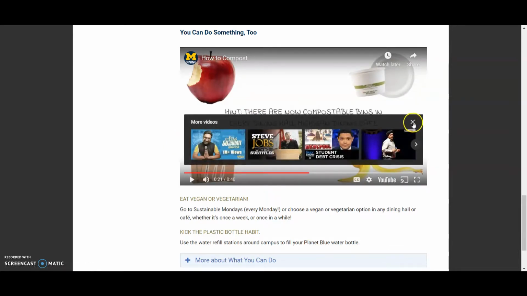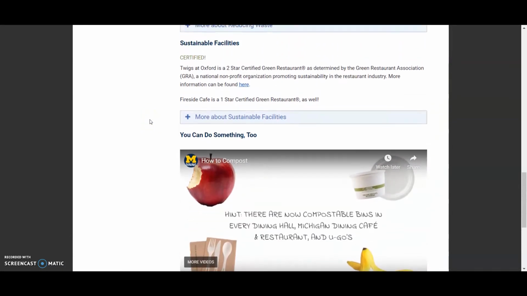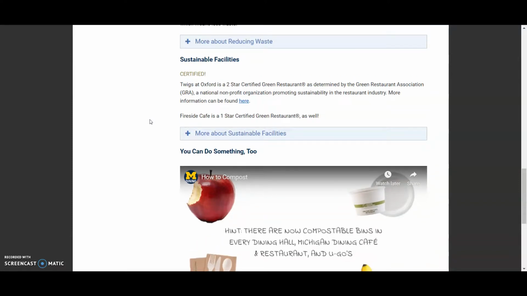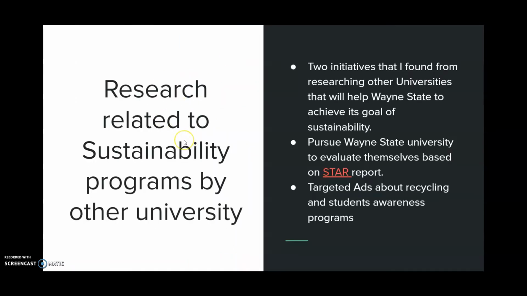So as you can see, this kind of advertisement helps the University of Michigan give knowledge to their students and helps them decompose their food. And as we can see, they're working in one area at a time to reach their final goal of a sustainable campus. If we talk about the second agenda Wayne State Office of Sustainability should adopt, it is targeted ads. As we saw in the advertisements spreading awareness, they use these targeted ads to make their students and faculty aware about recycling and saving food and other materials.